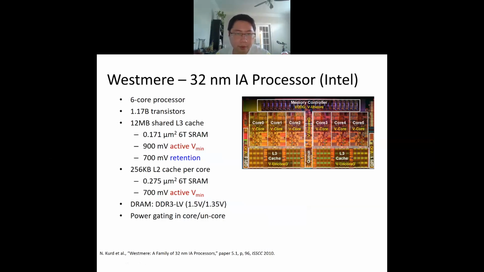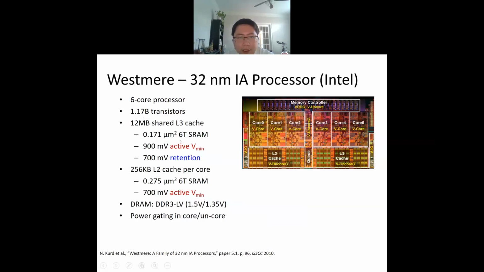Next, we are going to use a concrete example to look at the caches on the processor. This is the processor from Intel at the 32 nanometer technology node. In this processor, it has 6 cores, and those cores have multipliers and other logic. In total, the chip has more than 1 billion transistors. And what you can see from the image of the chip is this L3 cache in this region. The L3 cache in this case has a capacity of 12 megabytes.